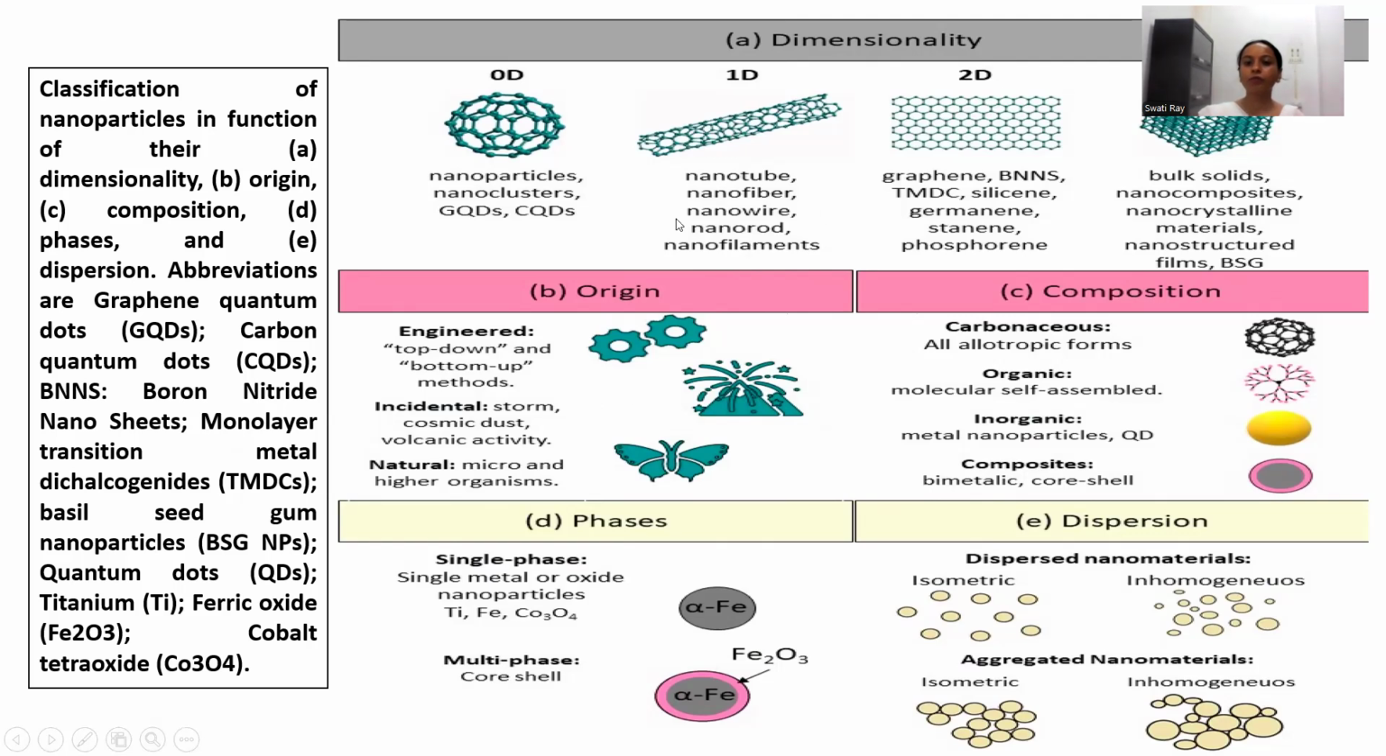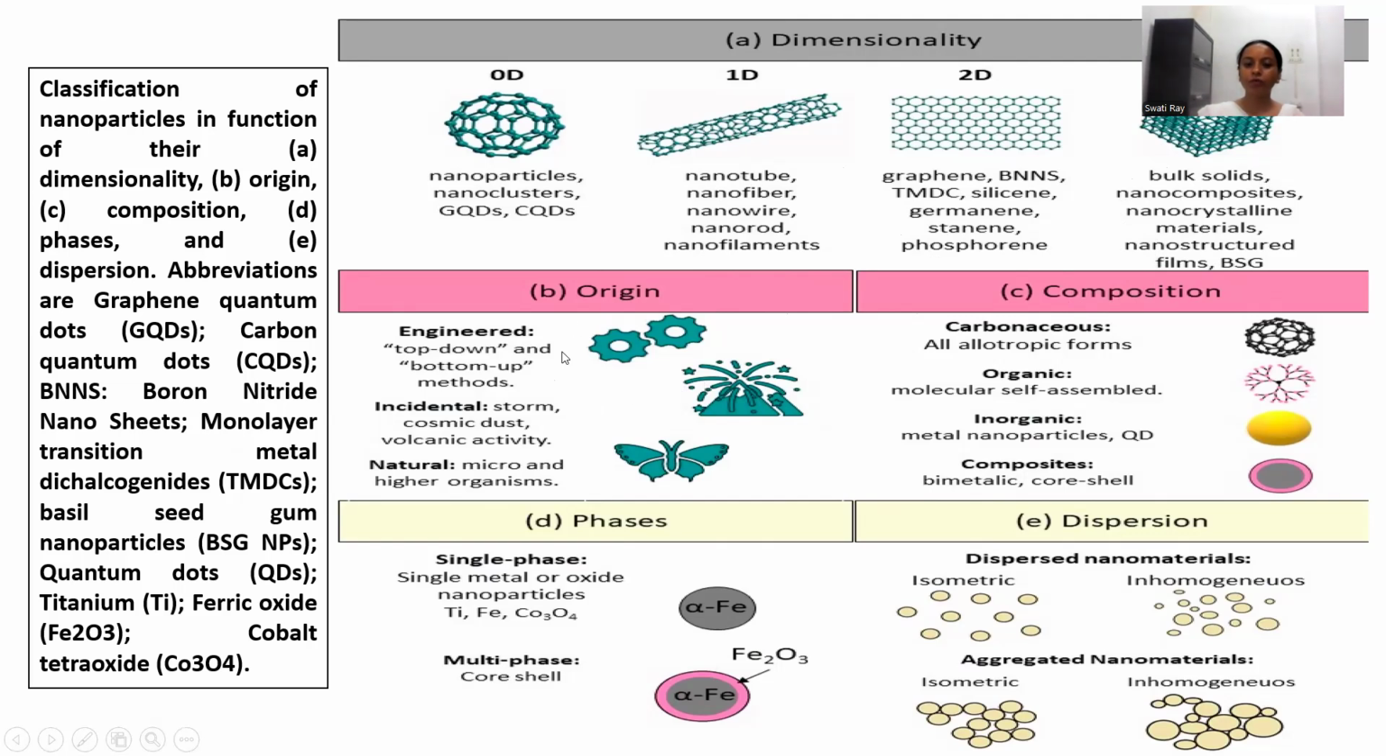Then the examples of one dimension are nanotubes, nanofibers, nanowires, and nanorods. Examples of two dimensions are graphene, styrene, phosphorene, etc. And three-dimension examples are nanocomposites, nanocrystalline materials, and nanostructures.